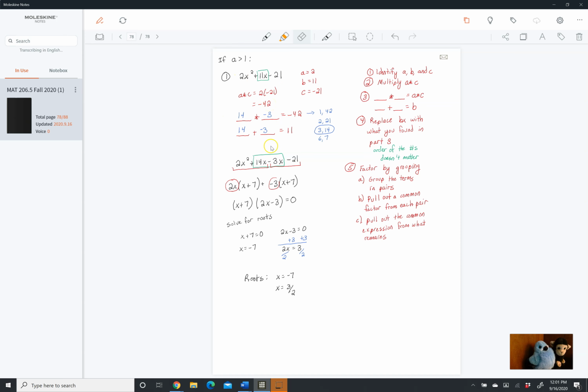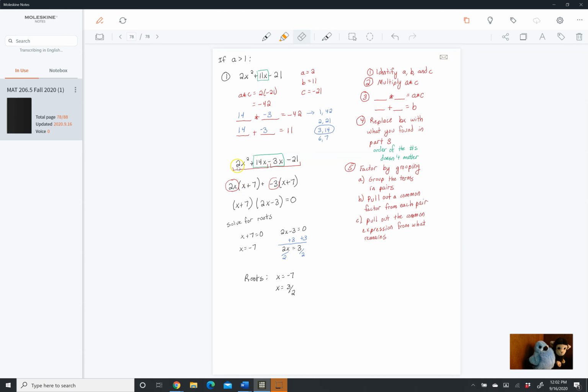Okay, so again, we multiplied our a and our c. Then we did exactly what we did in all of the previous problems, except instead of the numbers multiplying to c, they're multiplying to a times c. Then we took this middle term, this 11x or bx term, and we replaced it with this 14x minus 3x. And then we did factor by grouping.